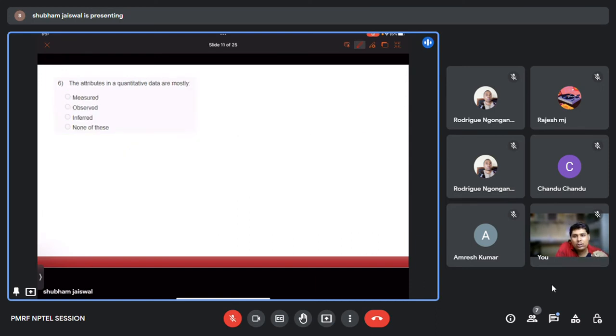The attributes in quantitative data are mostly measured, observed, inferred, none of these. Anyone? Measured. Measured. Yeah. Any other option? Measured answer.